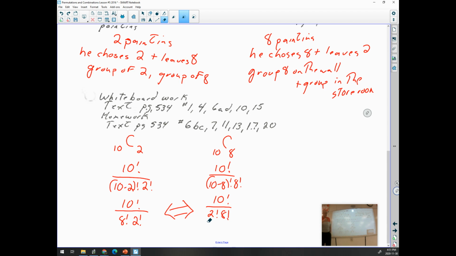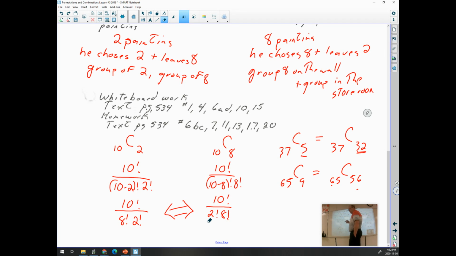Okay. Other combinations that are exactly the same would be 37 choose 5, and that would be equal to 37 choose 32. These 2 numbers add up to 37. 65 choose 9, God, that's terrible. 65 choose 9 would be equal to 65 choose 56. 9 plus 56 gets you to 65. So again, the combinations are symmetrical.